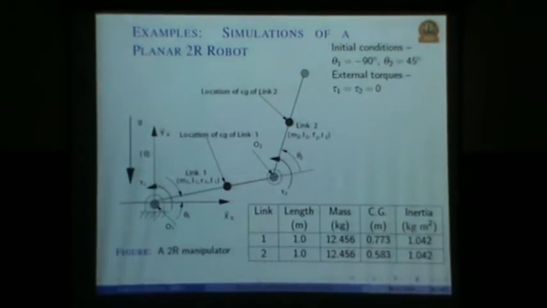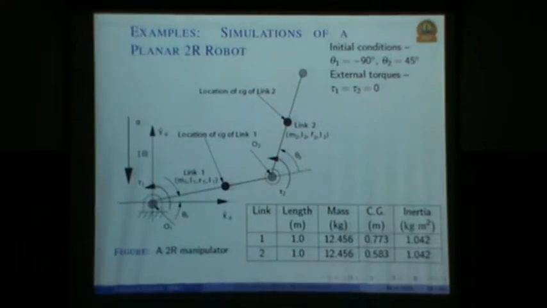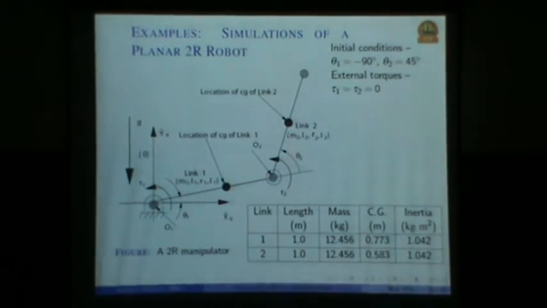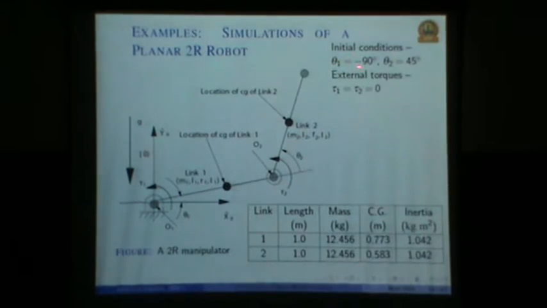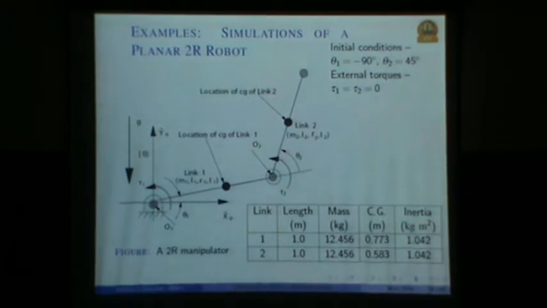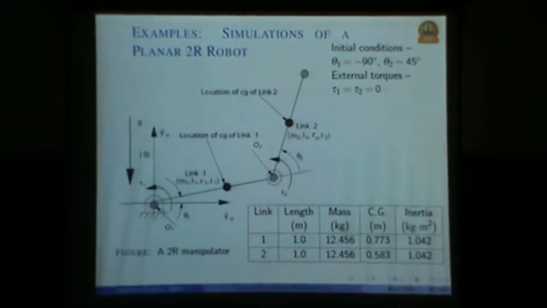Okay, so let's do some simple simulation. This is a 2 degree of freedom robot, again with the same numbers. What do we want to see? First, we want to make sure that our program is correct, that the program is doing correct things. So we give some initial condition: θ1 is minus 90, θ2 is 45, and we don't give any torque. This is like a robot hanging down, and then you lift one of the links by 45 degrees and leave it.